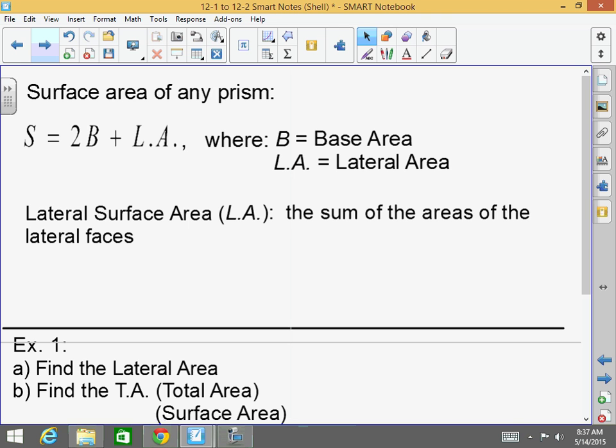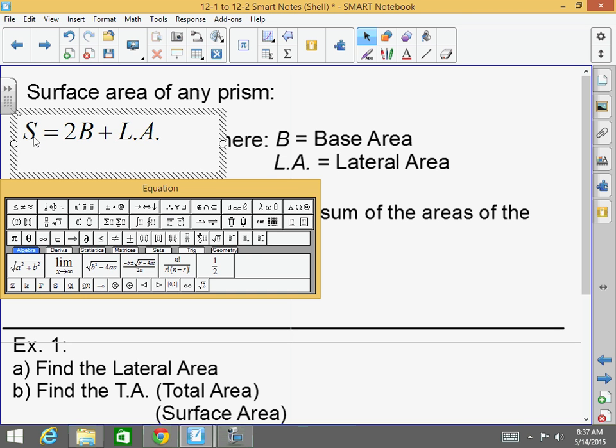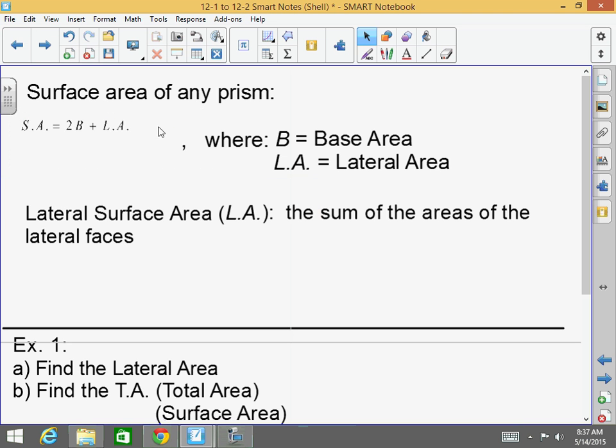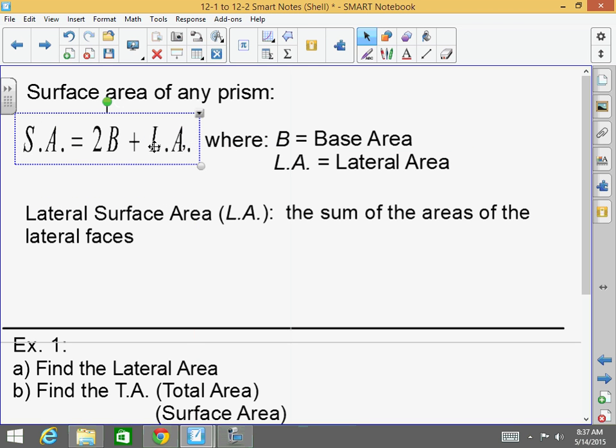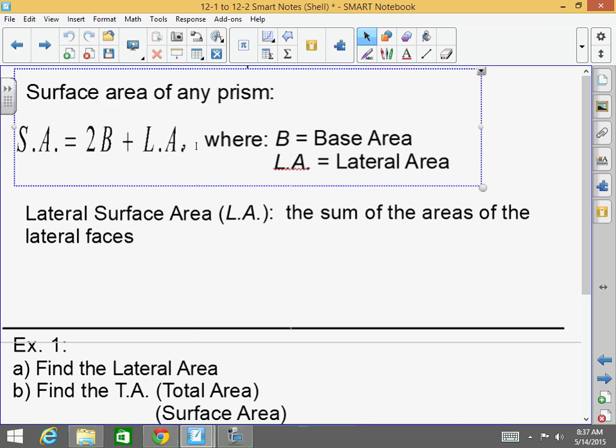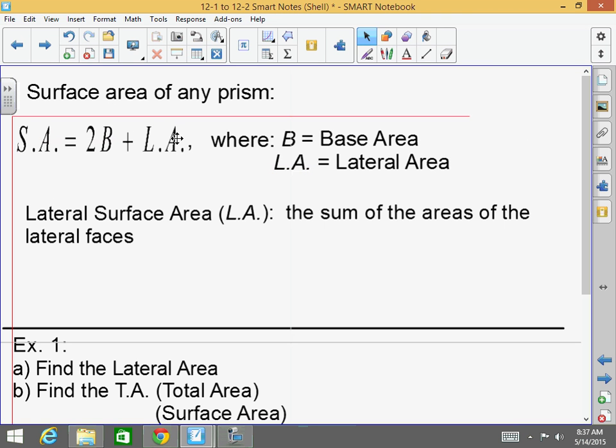And it's S, which I don't really like, so we're going to change that to SA. Let's make that surface area. I like that better. Surface area equals 2B plus LA. Now, LA, no, not the city, not Los Angeles. It's called the lateral area. And that big B is called the base area.